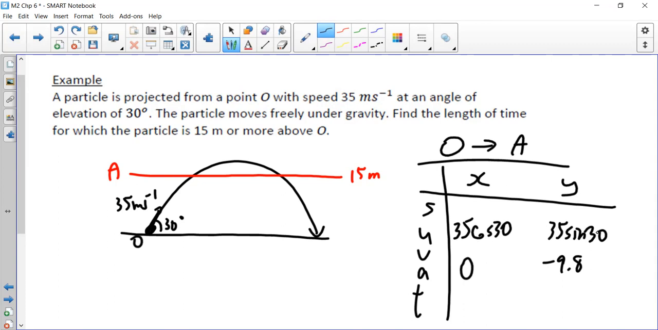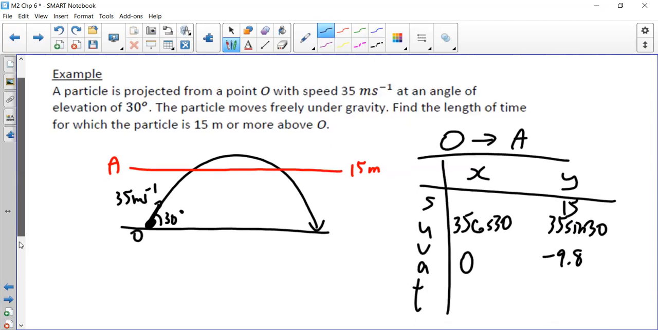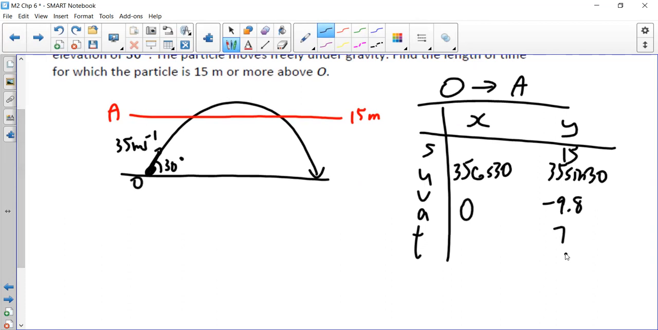15 meters. Where do you think we should put 15 in this Suvat table? There must be a place for it. Now, 15 meters, first of all, is about the vertical distance from O to A. So vertical distance, there's only one place for it. SY. All right, find time. Well, guess what? Time.